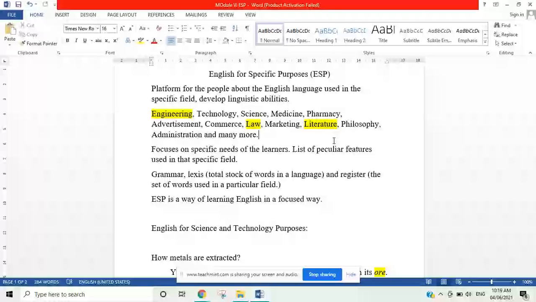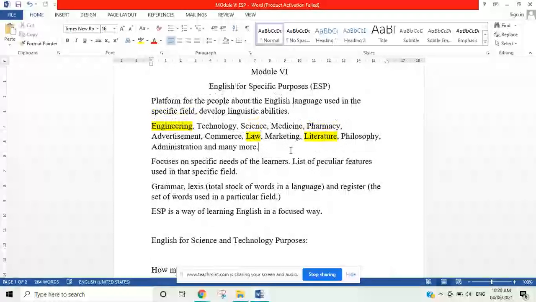Here grammar, lexis and register are very much important, because these three components function effectively when you try to communicate with other people of the same field. You have to follow grammar. Lexis means the total stock of words in a language, and register means the set of words used in a particular field. So along with having the knowledge of general English, you should also have the knowledge of English used in a particular field like science and technology.